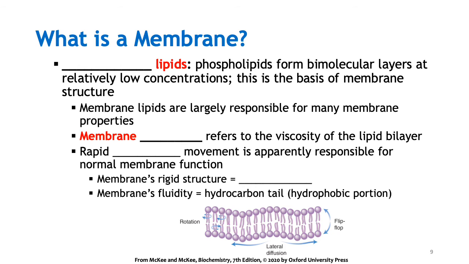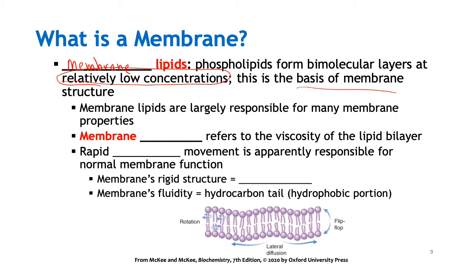So when talking about what a membrane is, we have to consider membrane lipids. They are phospholipids that form bilayers. We talked about the phospholipid bilayer already, and this happens at relatively low concentration. You don't need a lot of it to have a phospholipid bilayer spontaneously form. This is the basis of membrane structure. When we think of membranes, we think of a phospholipid bilayer.